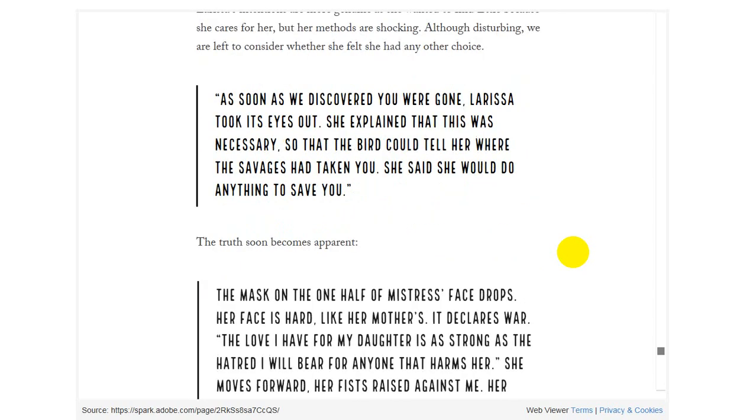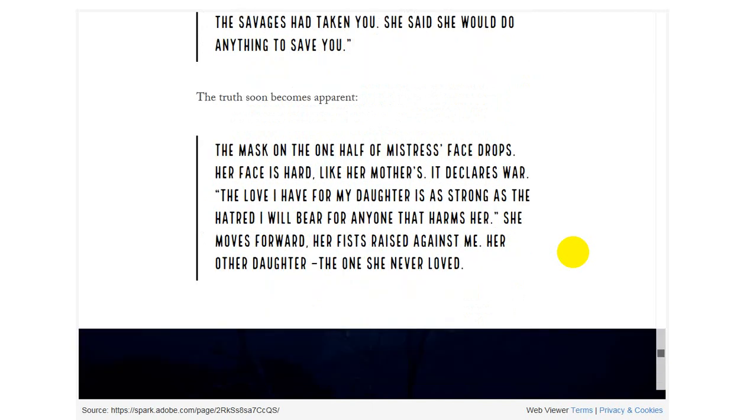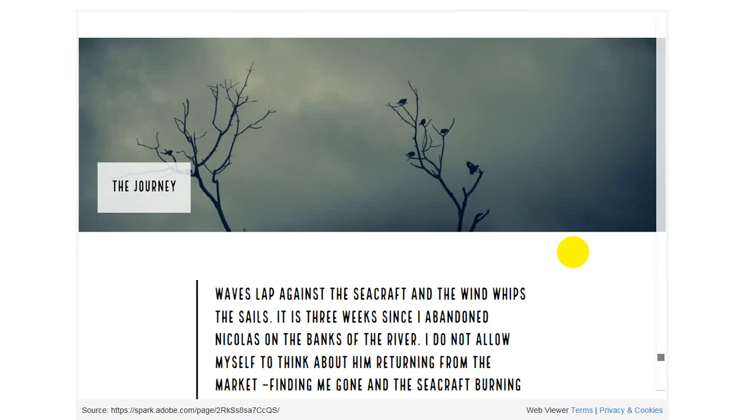She leaves, and she leaves after she realizes who her mother is. "The mask on one half of Mistress's face drops. Her face is hard, like her mother's. It declares war. The love I have for my daughter is strong as the hatred I will bear for anyone that harms her. She moves forward, her fist raised against me, her other daughter, the one she never loved." And we've got the beginning of the journey.